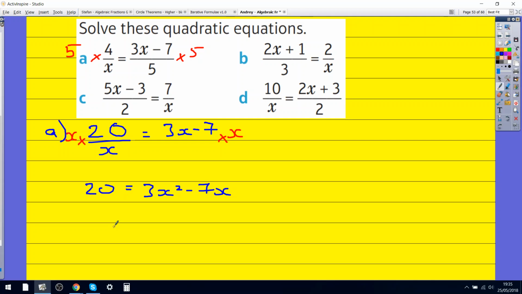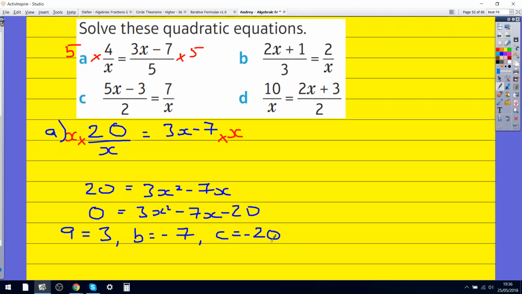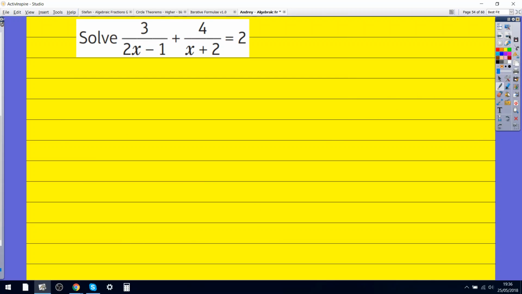Would we use the same equation? Yeah. And the trick is it has to be equal to 0. So how would you make it equal to 0? You take 20 to the other side, so it's 3x squared minus 7x minus 20. And so what is A, what is B, what is C? A is 3. B is minus 7. And C is minus 20. Yeah, and then you just put those into the formula. Any questions about that? No. Okay. Same thing.